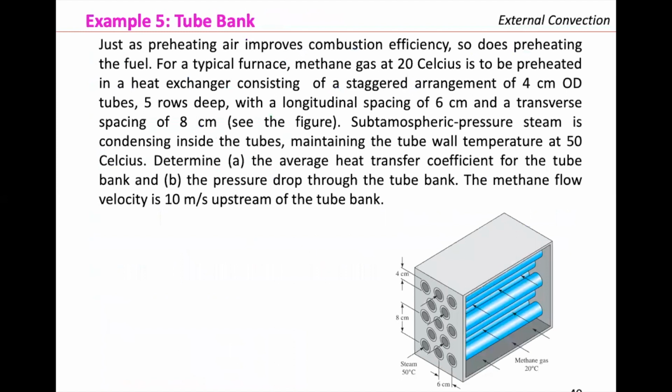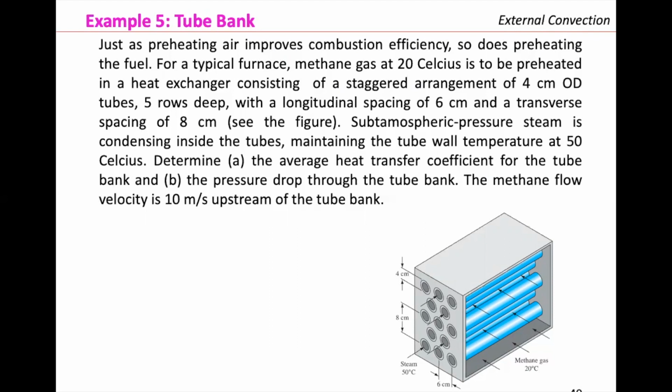So let's solve for a bank. And this problem is in your textbook. You can find it there. So let's see how to use all the equations. Just as preheating air improves combustion efficiency, so does preheating the fuel. For a typical furnace, methane gas at 20 Celsius is to be preheated in a heat exchanger consisting of a staggered arrangement, so we know that is a stagger, of 4 centimeters outer diameter, 5 rows in depth, with a longitudinal spacing of 6 centimeters and a transverse spacing, so these are the pitches, right, 8 centimeters, see the figure.